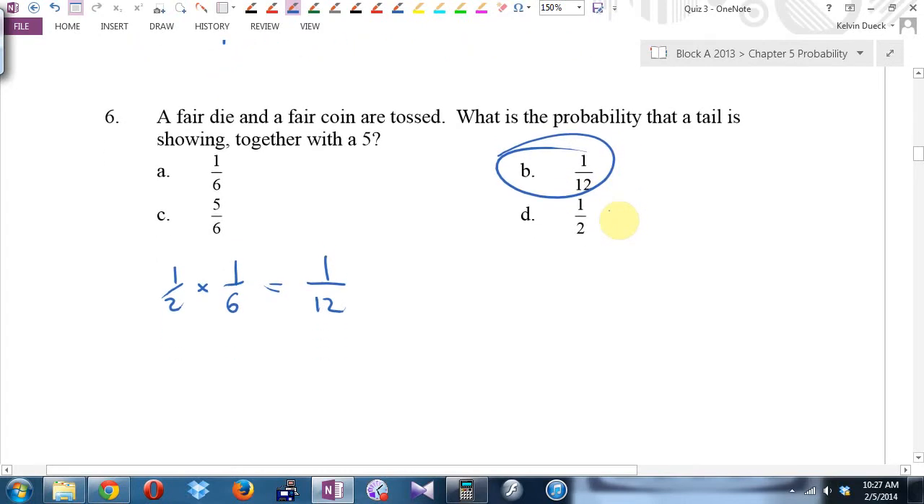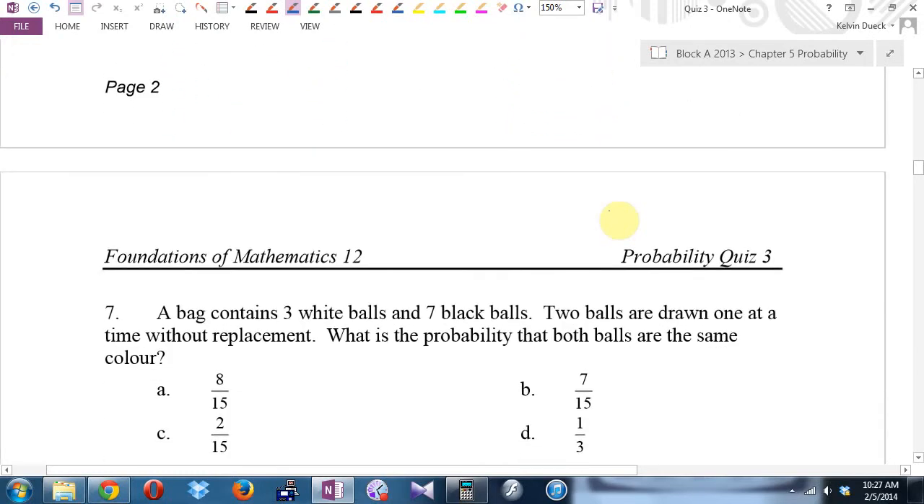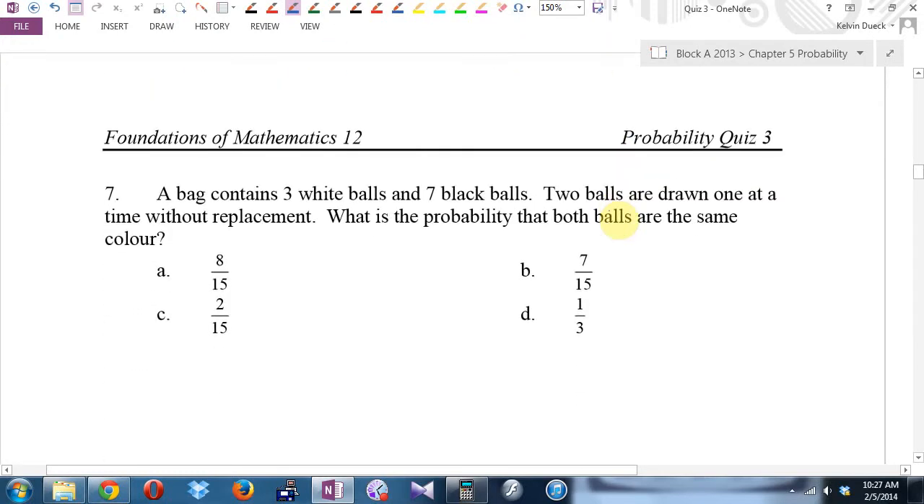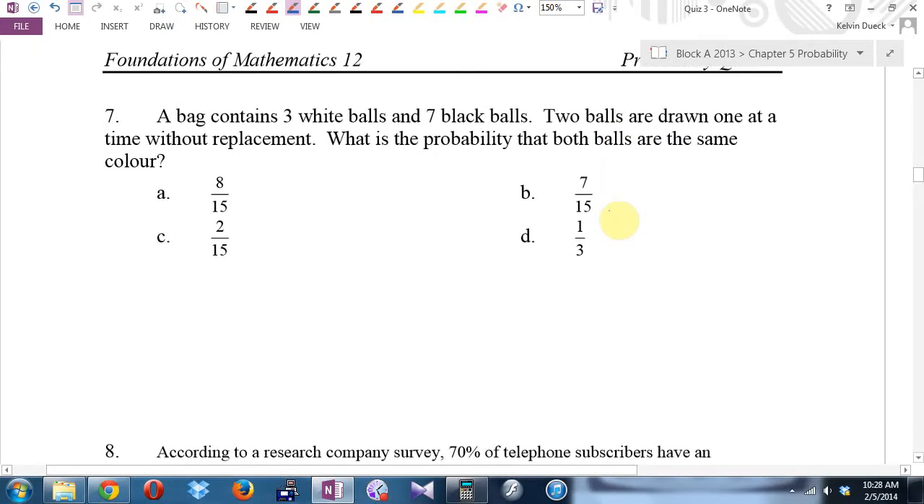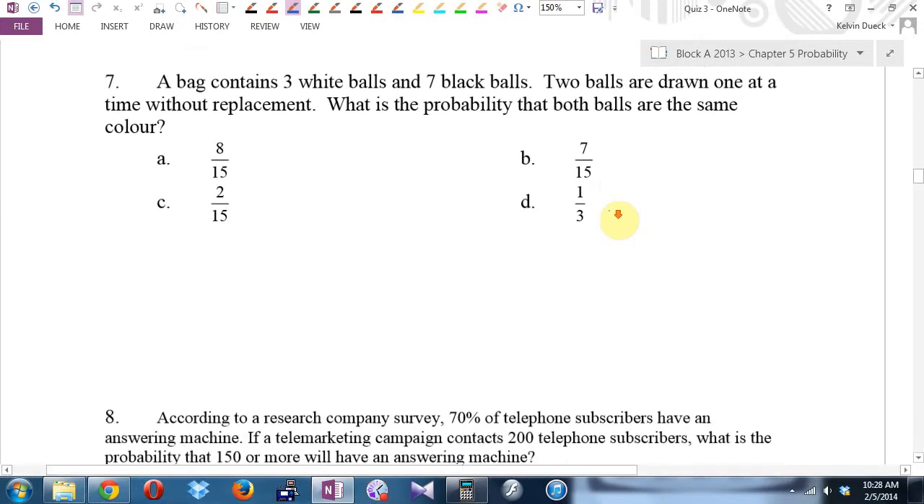Nothing fancy there. There's 2 events. I multiplied because "and" means multiply. "Together with" is another word for "and." Did you get the same answer? Yep. Because a tree is the way we do "and." But with that one, because it was only 2 events, I knew I could survive without the tree.